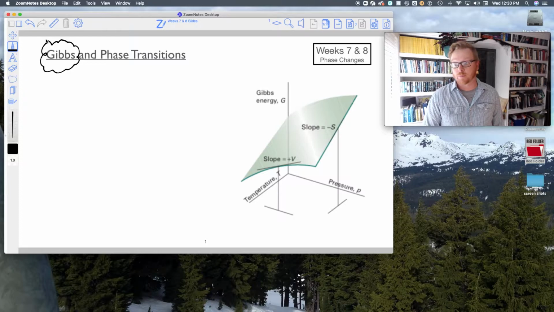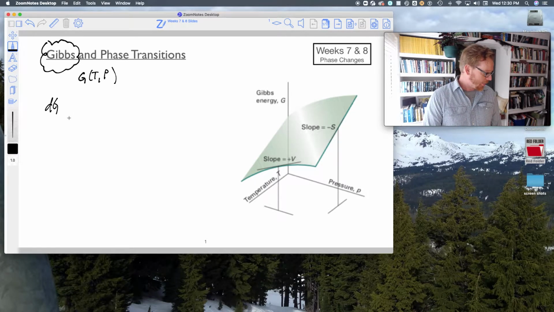is our important potential with respect to phase equilibria. And that's because Gibbs is a function of temperature and pressure. Okay, and so if I expand on this, we remember we came up with the equation here. Let me finish writing this and I'll describe it.